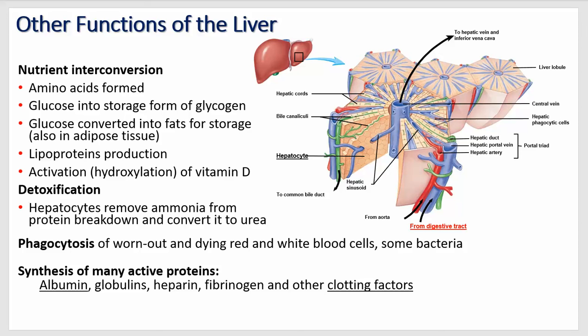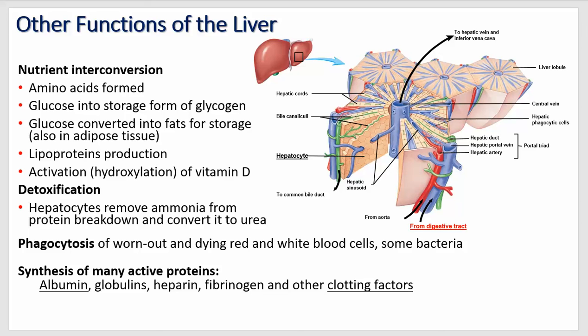Okay, let's see, glucose into the storage form of glycogen, that happens, and then when you need glucose, then they're broken down and the liver will release them into the blood, right? Glucose converted into fats for storage. Yep, we store fat in the liver too. Lipoprotein production, those lipoproteins that are needed to carry fats around the body. Okay, the apolipoproteins are LDLs and HDLs.